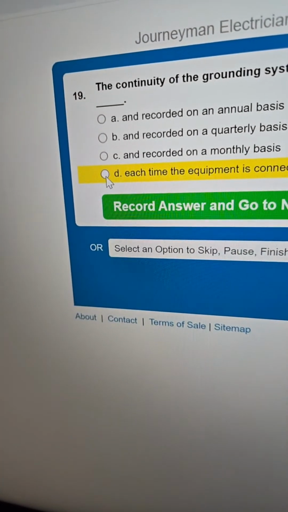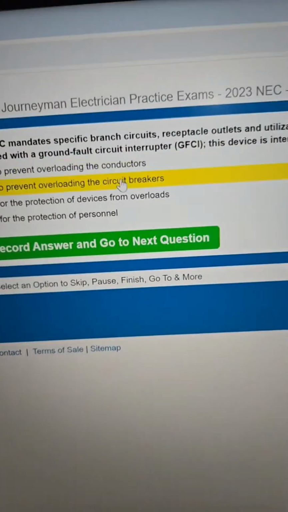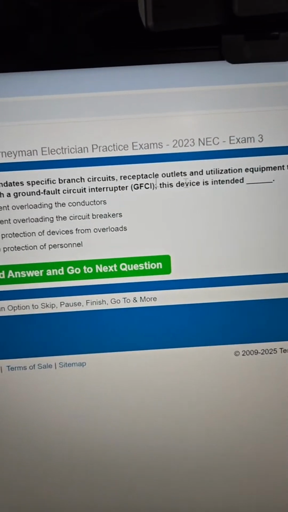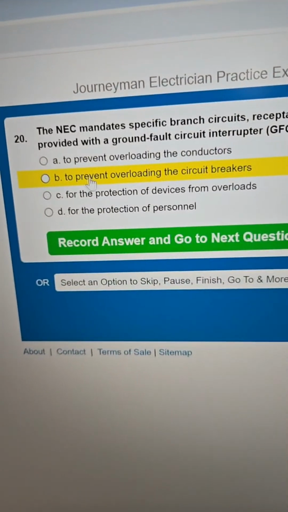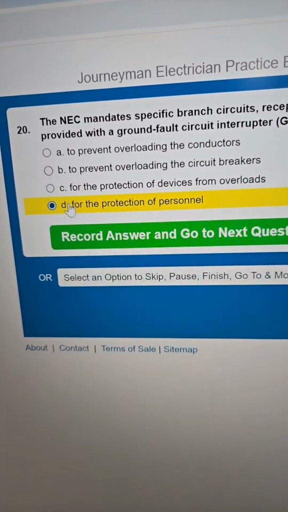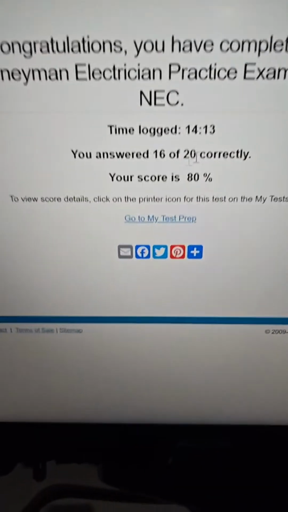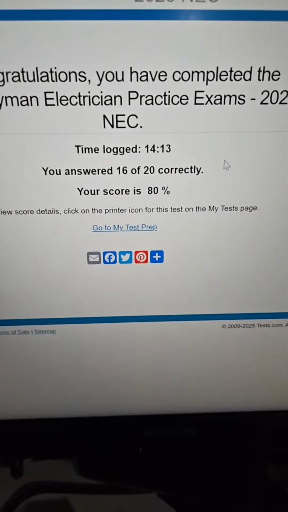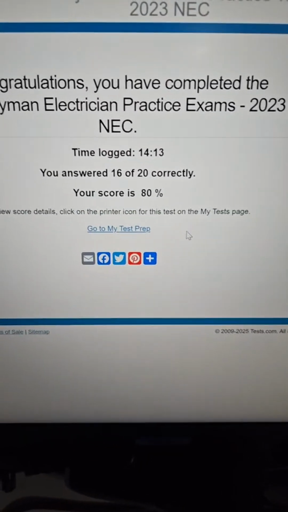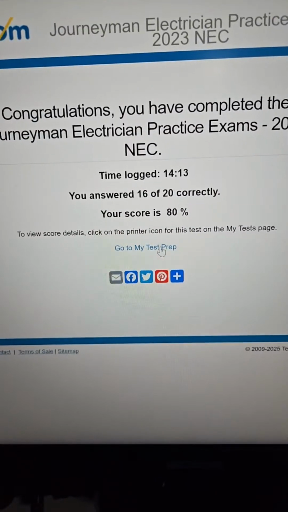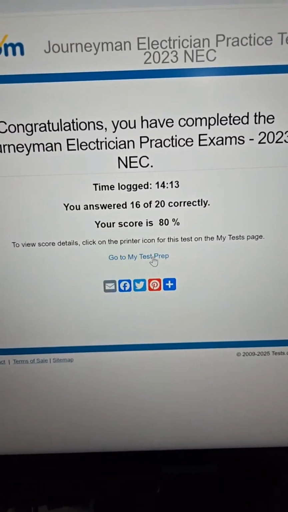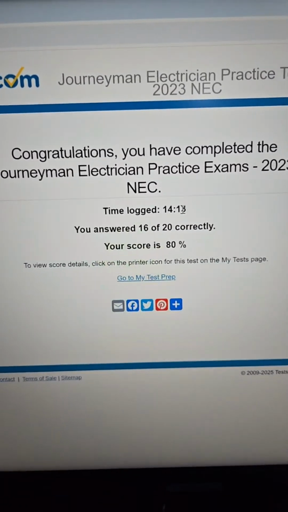Oh, crap. We got one more question. I thought we were done. We got a minute. The NEC mandates split branch circuits, outlets, and utilization equipment to be provided with a ground fault circuit interrupter, GFCI. The device is intended to protect personnel. What did we get? 16 out of 20. Damn. That is actually pretty good. I got to tell you, that is actually very good. I'm happy with that. We got 20 questions in 15 minutes and made 80%.